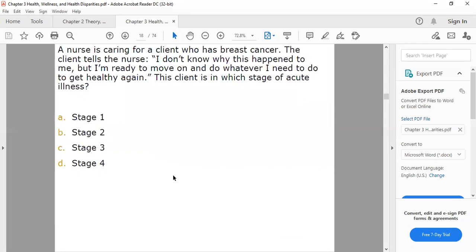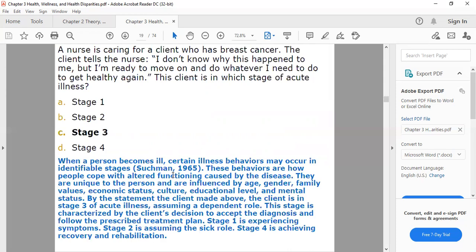A nurse is caring for a client who has breast cancer. This client tells the nurse, "I don't know why this happened to me. I'm ready to move on and do whatever I need to get healthy again." This client is in which stage of acute illness? Is it 3? Yeah, 3. They're ready to go into that dependent stage, right? Yes. Good.